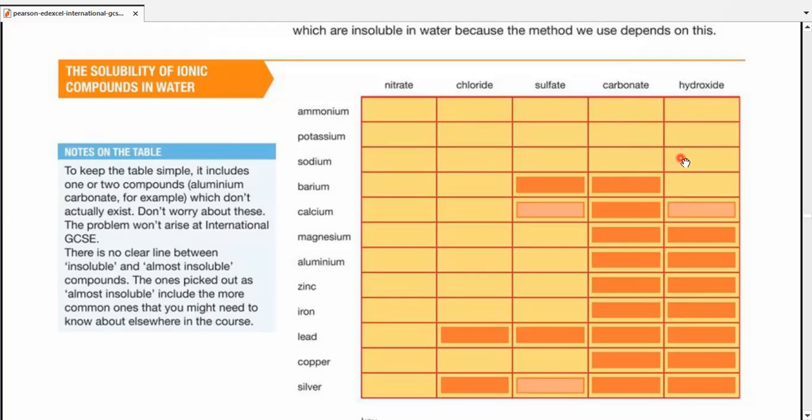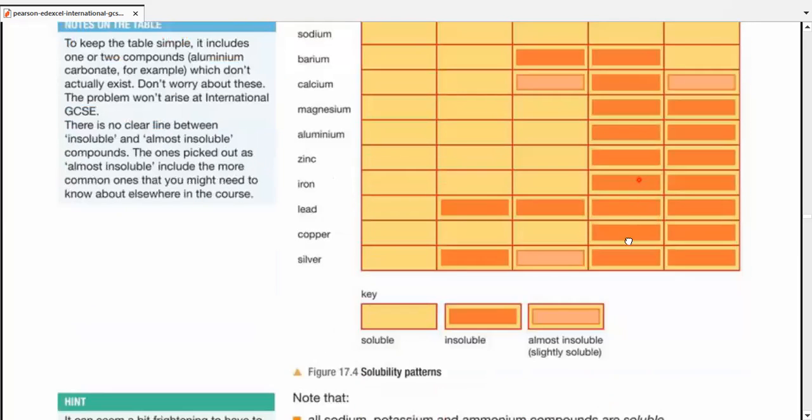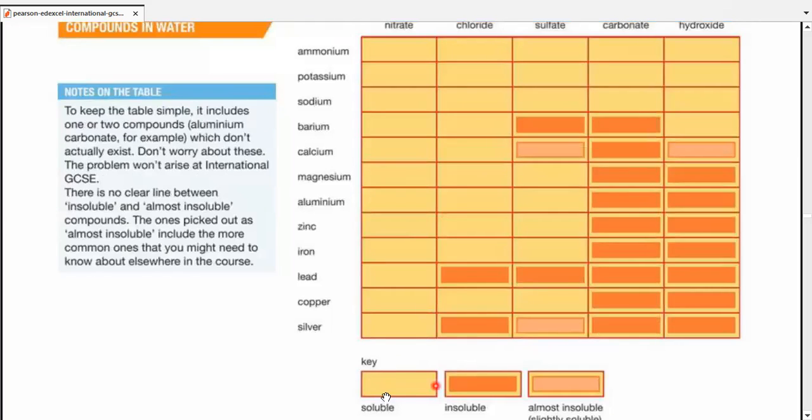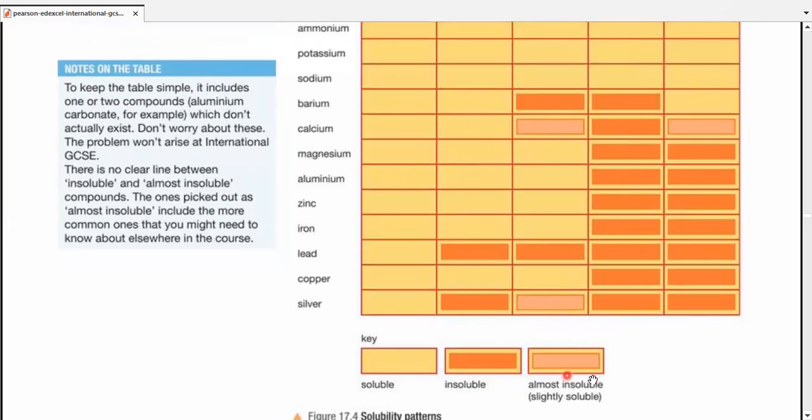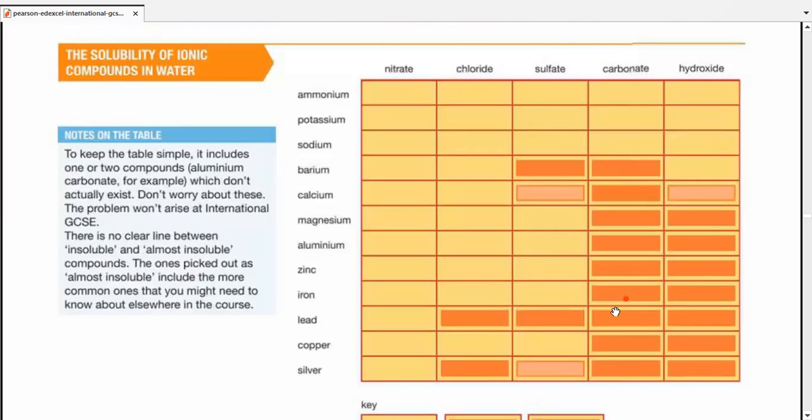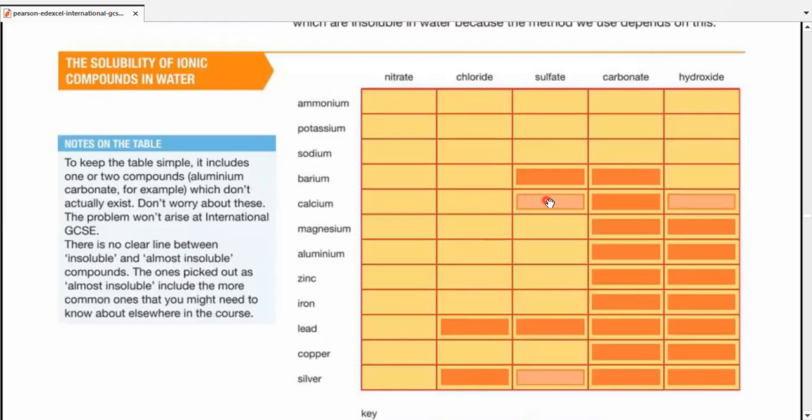If we talk about them, you would see that this table has been filled differently. Now, if there is nothing inside the cell, it's soluble. If it's completely brown, it's insoluble. But if there is a light color, it's almost insoluble or slightly soluble. Now take a look at this. You would find that calcium sulfate is very slightly soluble. So is silver sulfate, and so is calcium hydroxide.